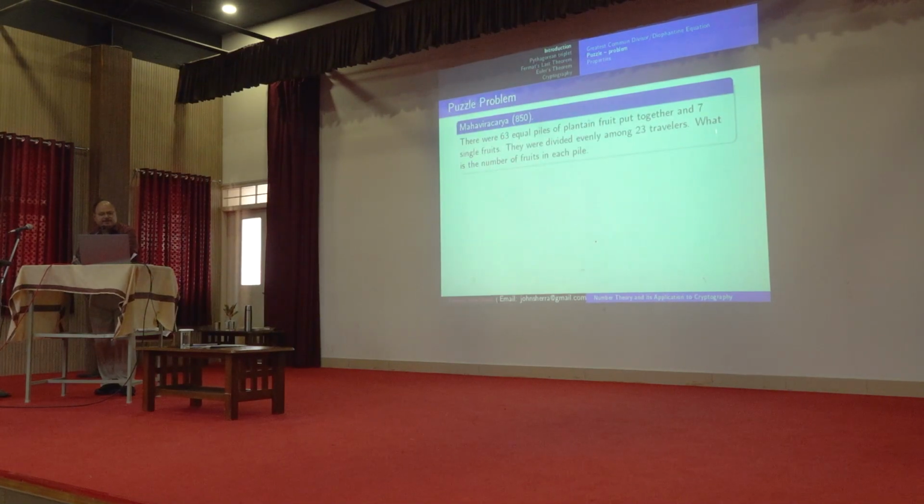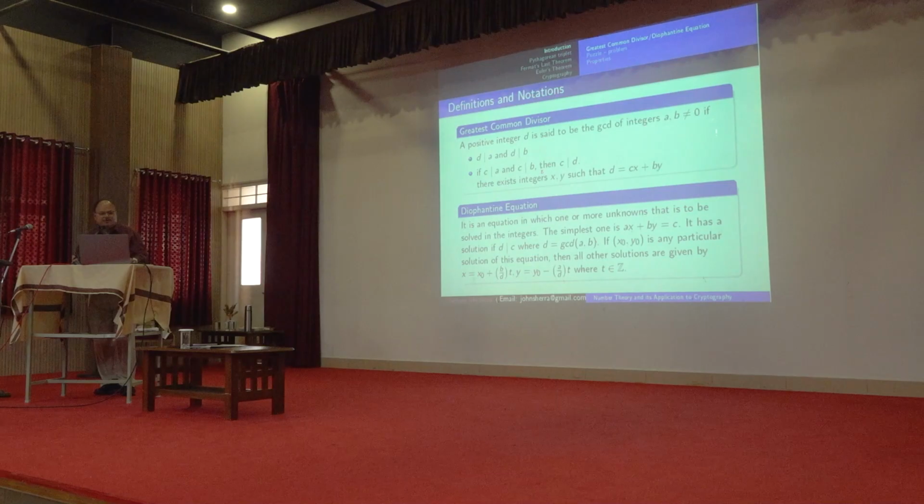This is about GCD. Then we have the Diophantine equation. I think you have seen that Diophantine equation, ax plus by equal to c. It has a solution if the GCD of a and b divides c. In particular, if you have x naught, y naught as one solution, then you can write all the solutions: x equal to x naught plus b by d times t, y equal to y naught minus a by d times t, where t varies over Z.